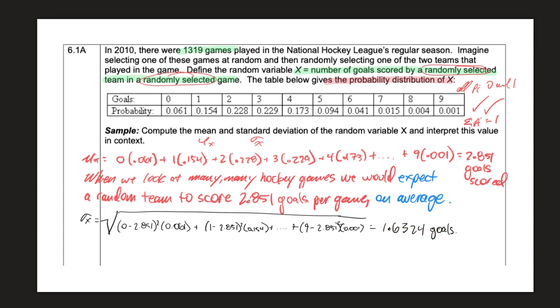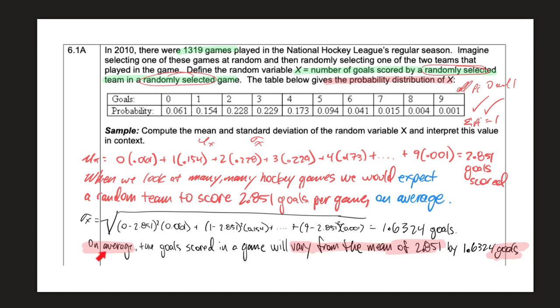What does this mean in context? Meaning, how do I explain this to someone using words? In context, on average, I highlighted that, the goals scored in a game will, highlighting here, vary from the mean of 2.851 by 1.6324 goals. This is the units we're looking at, goals. So units in context, we're still doing that, okay?